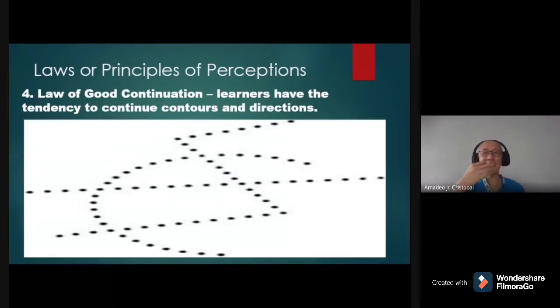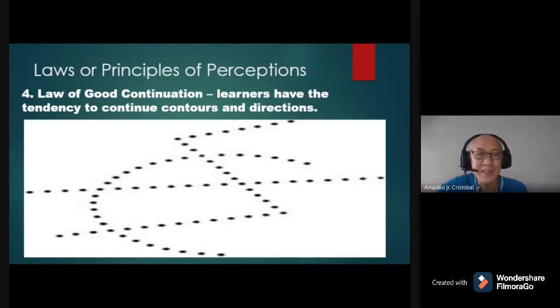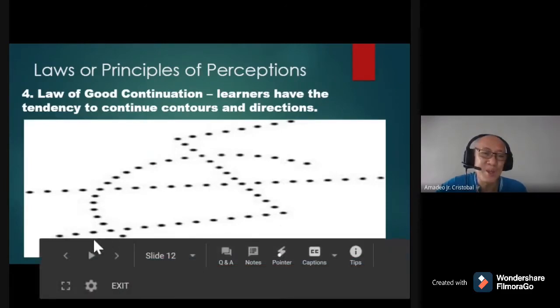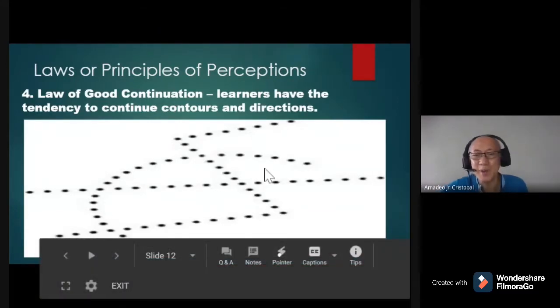So based on the figure that you see on the screen, for the law of good continuation, say for example, the letter Z here. When you continue the letter C, what do you think will happen? The direction will be going to your right, upward, the upper line, and then the lower one will continue to your left, going downward. And how about this one, the arc? When you apply the law of good continuation, what do you think will happen to this arc? It will become a circle.